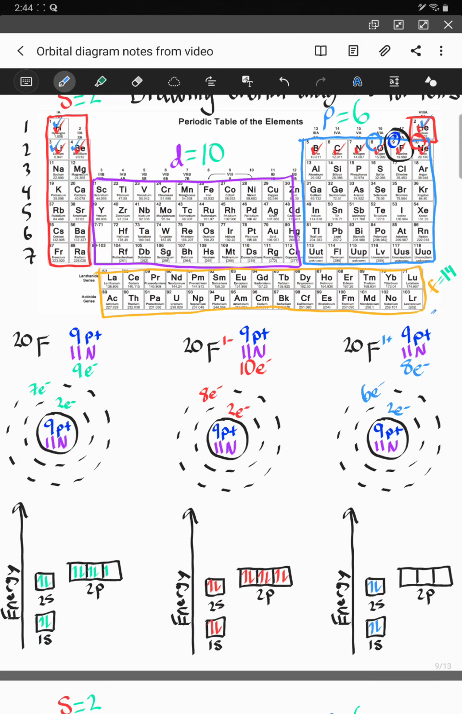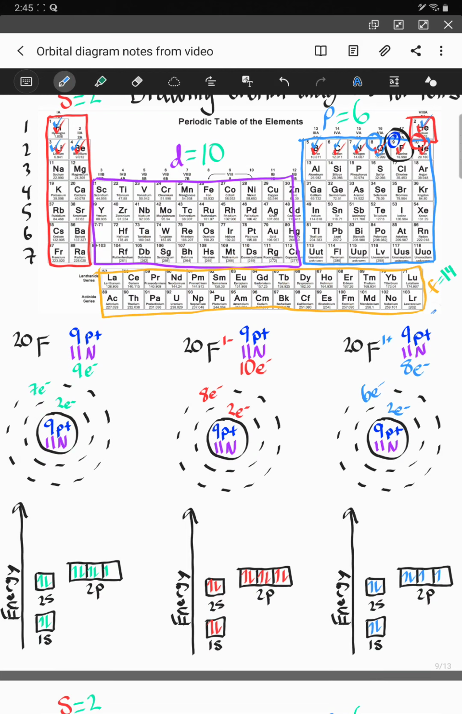Next, we'll keep going until we get to oxygen. So we're going to check off here, here, 3, and 4, and we're now at oxygen. So we are going to have a total of 1, 2, 3, 4 electrons drawn in to the 2p orbital.